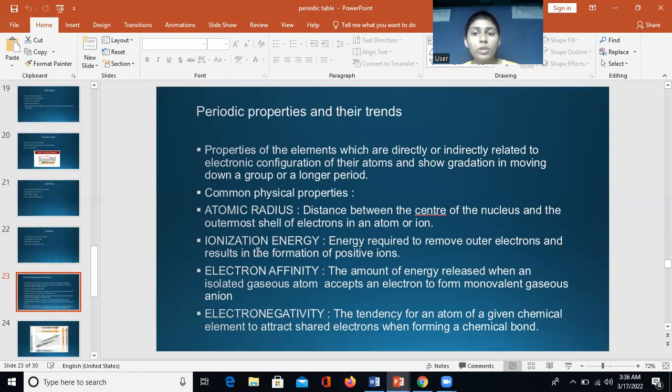The energy required to remove outer electrons, resulting in the formation of positive ions. This is about ionization energy. Then electron affinity: the amount of energy released when an isolated gaseous atom accepts an electron to form a monovalent anion. That is electron affinity. Then electronegativity: the tendency of an atom of a given chemical element to attract shared electrons when forming a chemical bond. This is known as electronegativity.